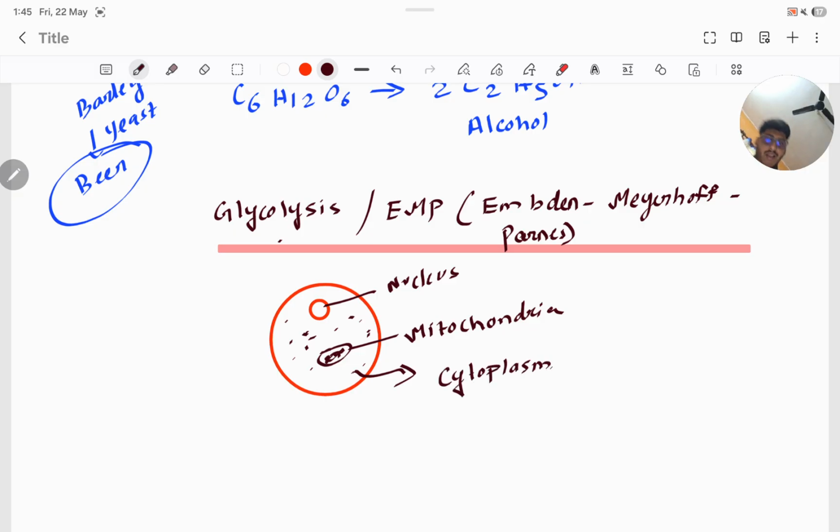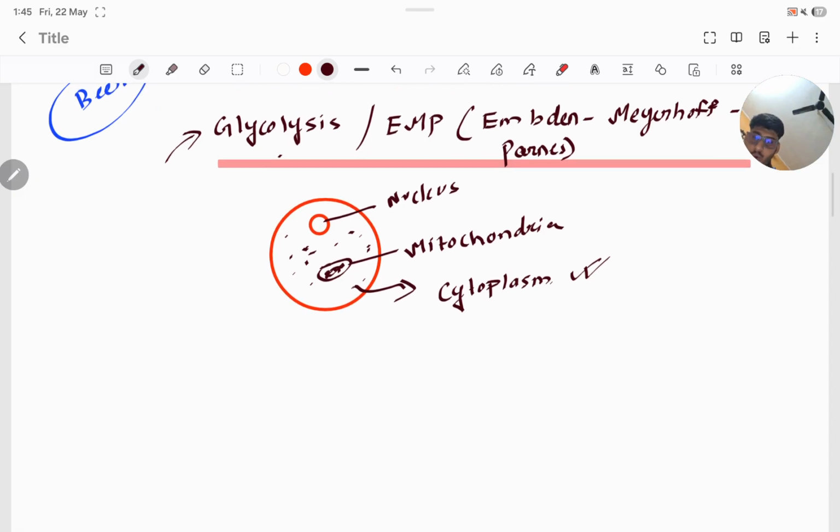Please remember, half of the process of respiration occurs in the cytoplasm of the cell. That is the glycolysis. This glycolysis occurs in the cytoplasm of the cell, whereas the other half occurs inside the mitochondria. That's why it is known as the energy house of the cell. The ATPs are produced inside the mitochondria, but the initial steps are done in the cytoplasm. Clear?